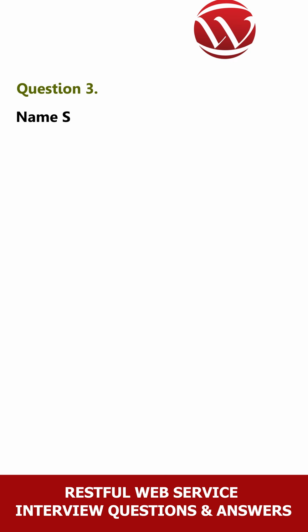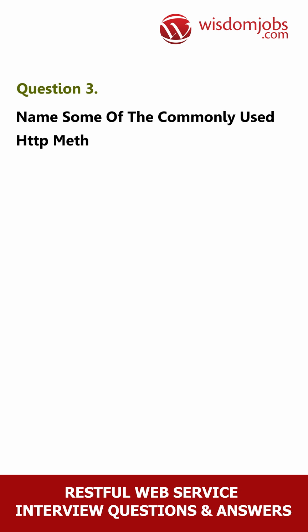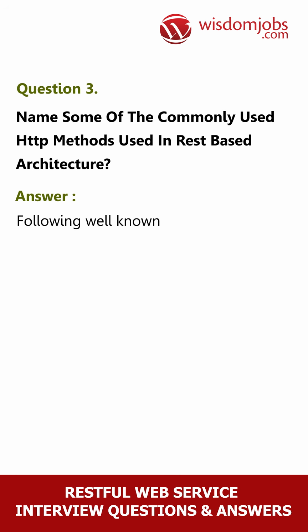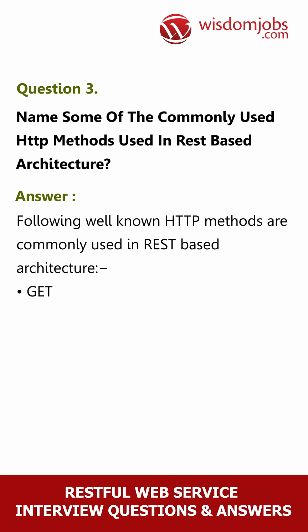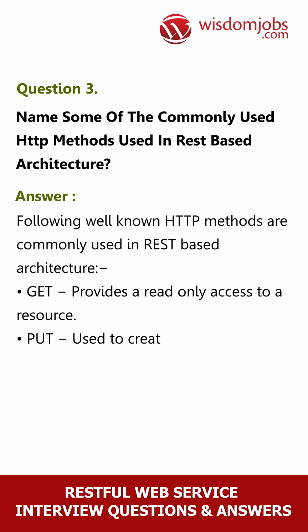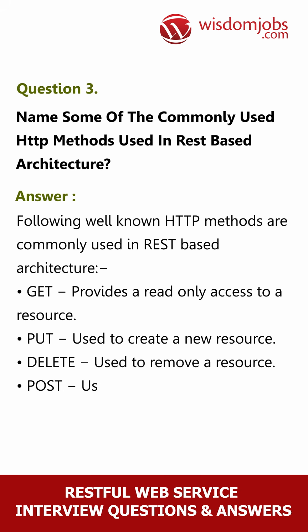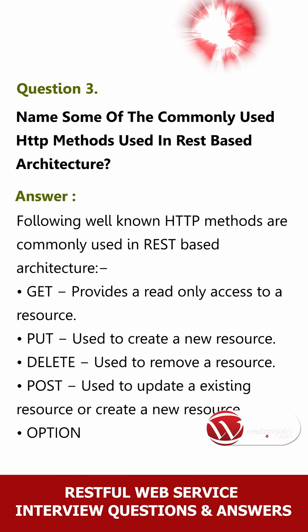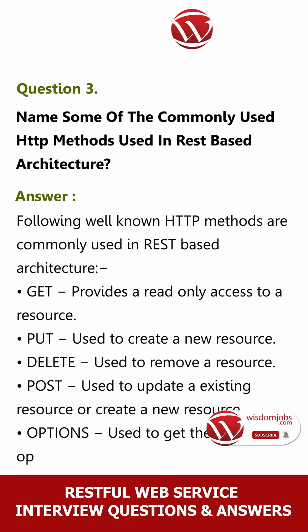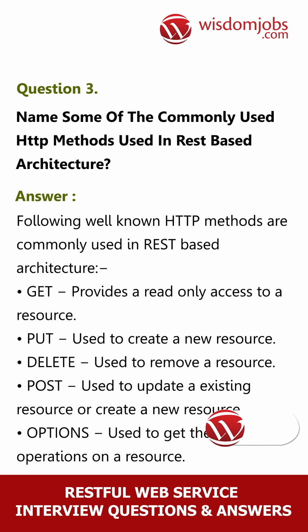Question 3. Name some of the commonly used HTTP methods used in REST-based architecture. Answer. The following well-known HTTP methods are commonly used in REST-based architecture. GET provides read-only access to a resource. PUT is used to create a new resource. DELETE is used to remove a resource. POST is used to update an existing resource or create a new resource. OPTIONS is used to get the supported operations on a resource.